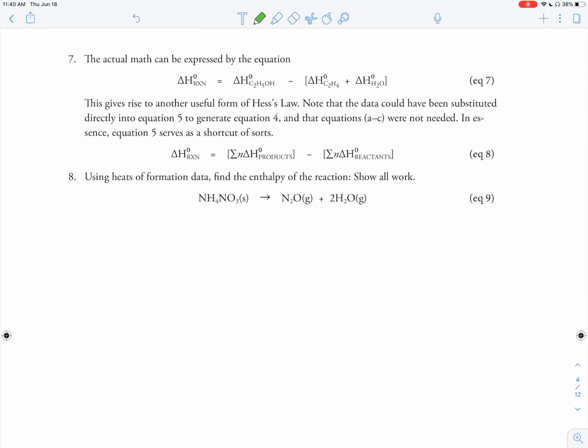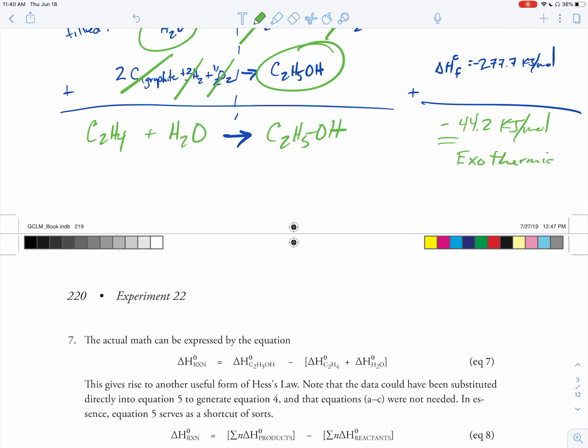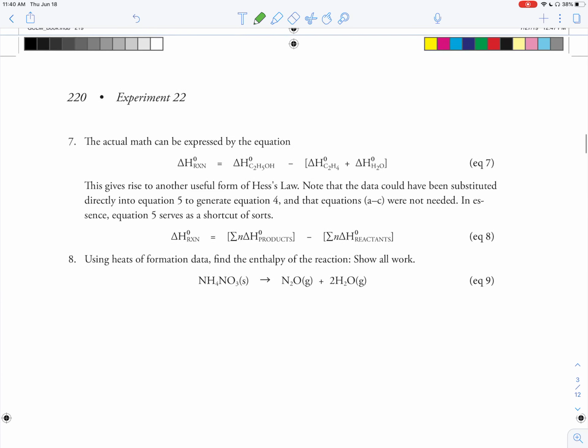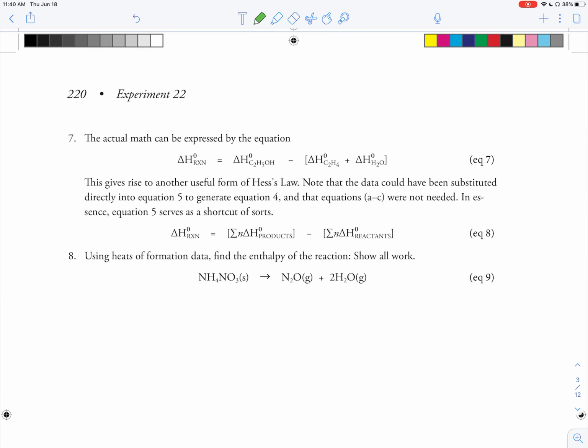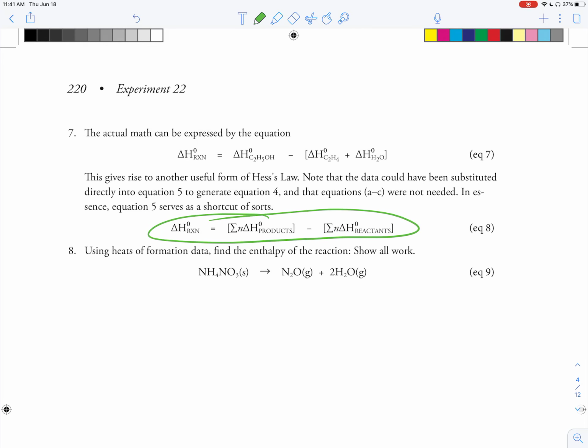All right, so now there is a shorthand way to solve for this type of delta H naught of reaction for a substance. And that is if you happen to know the delta H naughts of formation for each substance in a reaction. So what I mean is using the formula that looks like this. This is a shorthand way. You may not always be able to use this, but if you have the values for it, you can.